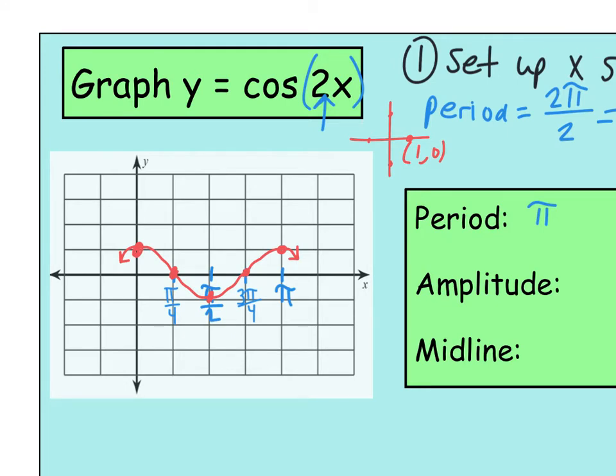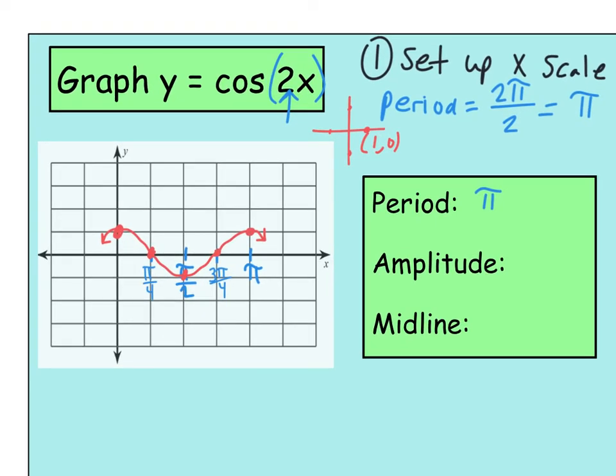Now this one, as far as amplitude and midline, none of that changed. There were no other transformations; the only transformation was changing the period. So the amplitude is still 1, because that's the height from your midline. The midline in this example is still y equals 0. We didn't have any shifts. The amplitude measures the height from the midline of 1 unit, and that's that. Okay, let's look at another example.